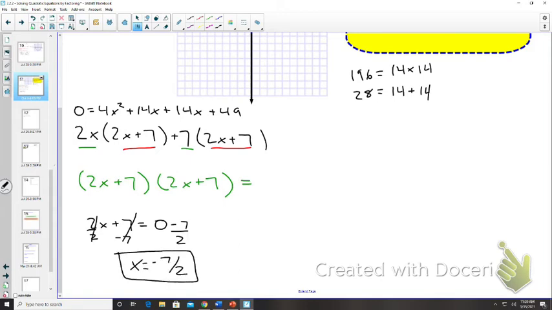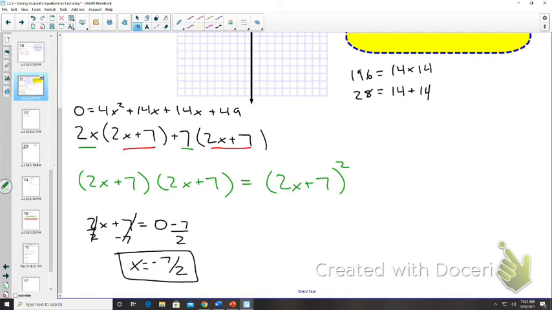What if I set this other bracket equal to 0? It's the exact same thing. Same thing, right? So I could just rewrite this as 2x plus 7 squared. What does that mean if I only get one value for x? There's only one x-intercept.